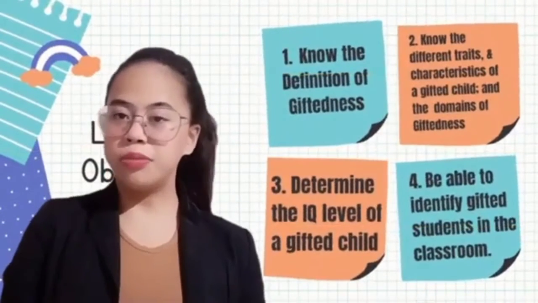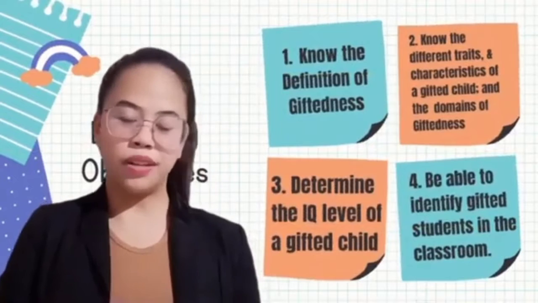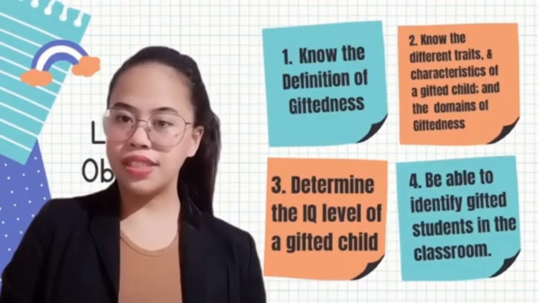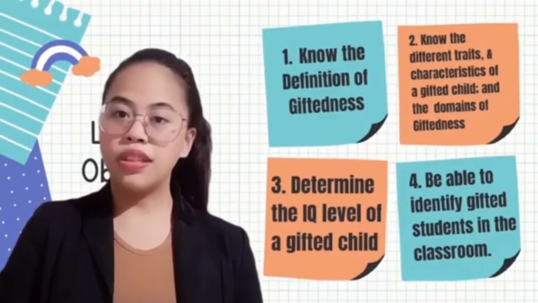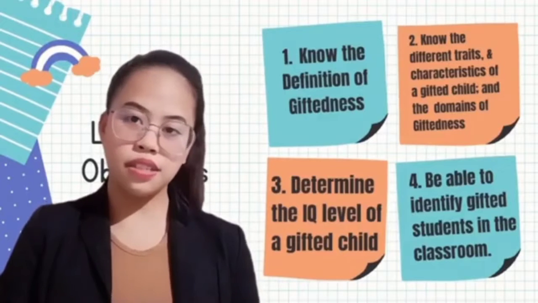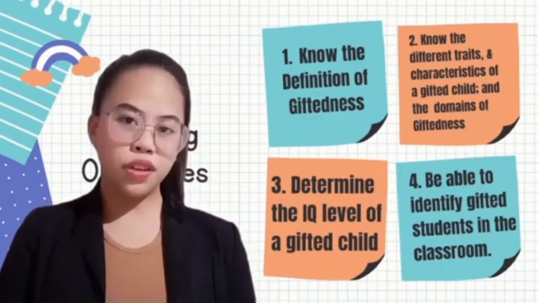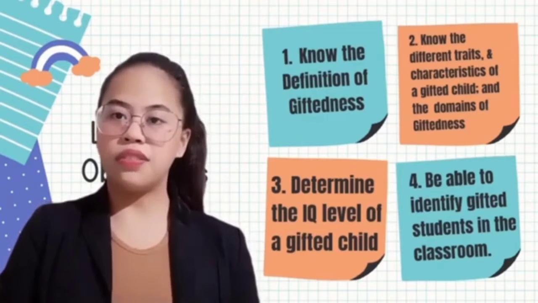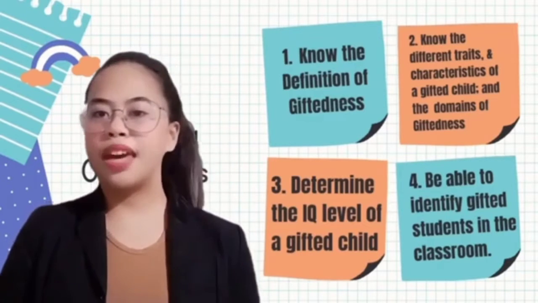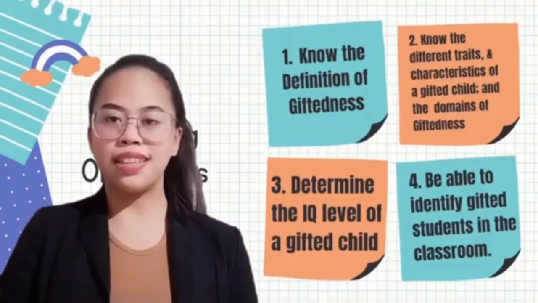These are our learning objectives or outcomes. Number 1, know the definition of giftedness. Number 2, know the different traits and characteristics of a gifted child and the domains of giftedness. Number 3, determine the IQ level of a gifted child and be able to identify gifted students in the classroom.